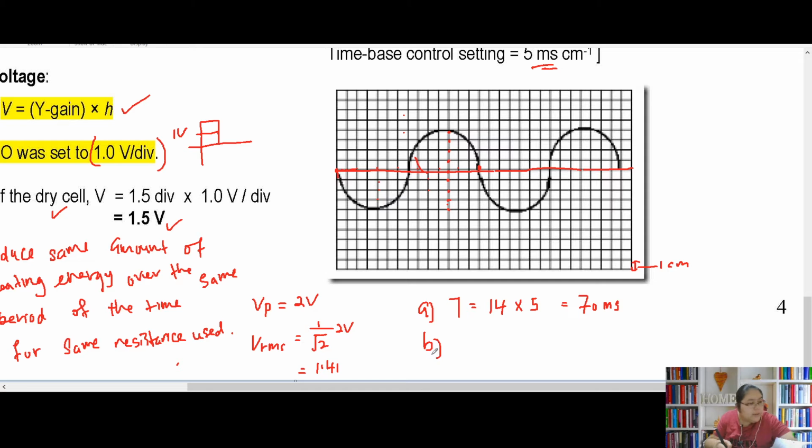Then we go to part B, where they want to find the frequency. You convert the millisecond to second. Frequency is 1 over T. So I convert the 70 millisecond, and I get the answer 14.929.